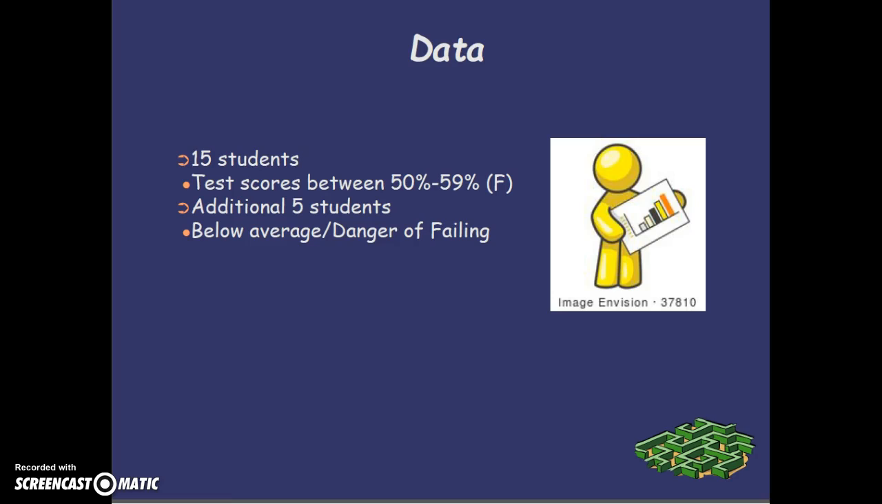After the assessment from Lighthouse with the 4 administrators and 1 school principal, 15 students were identified as not performing well in their mathematics course. A lot of the students were receiving 50 to 59% on their test scores, desk work, and also homework assignments. After the 15 students were identified, there were 5 more students identified that were receiving below average and in danger of failing on their report cards and also their interims and progress reports.